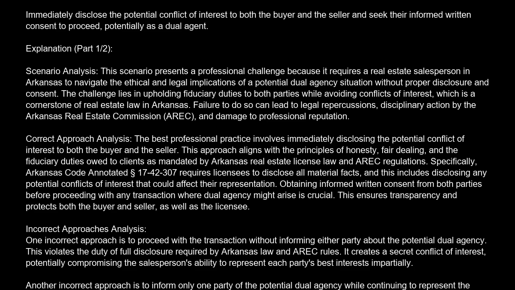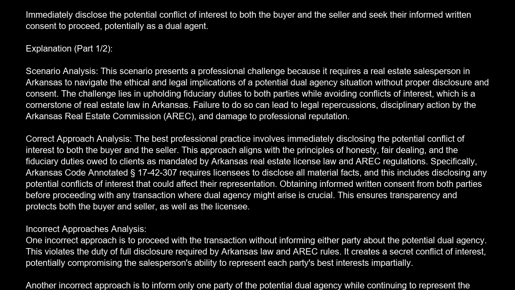Failure to do so can lead to legal repercussions, disciplinary action by the Arkansas Real Estate Commission (AREC), and damage to professional reputation. Correct approach analysis. The best professional practice involves immediately disclosing the potential conflict of interest to both the buyer and the seller. This approach aligns with the principles of honesty, fair dealing, and the fiduciary duties owed to clients as mandated by Arkansas Real Estate License Law and AREC regulations.